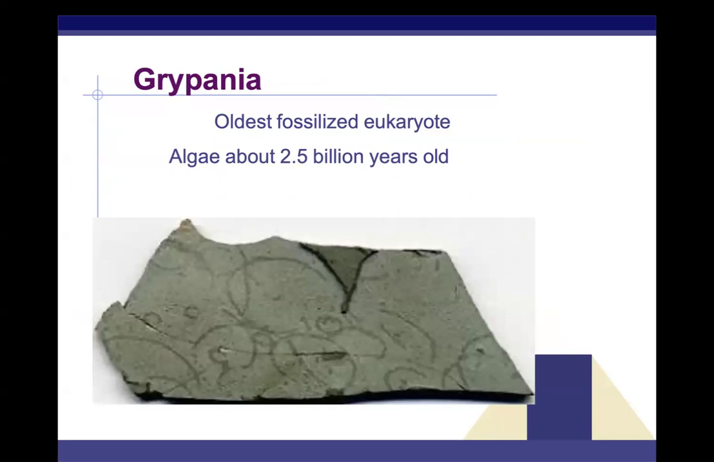Here's a fossil of some of the oldest known eukaryotes, which is a predecessor, an ancestor to algae, in this piece of rock. It's about 2.5 billion years old.